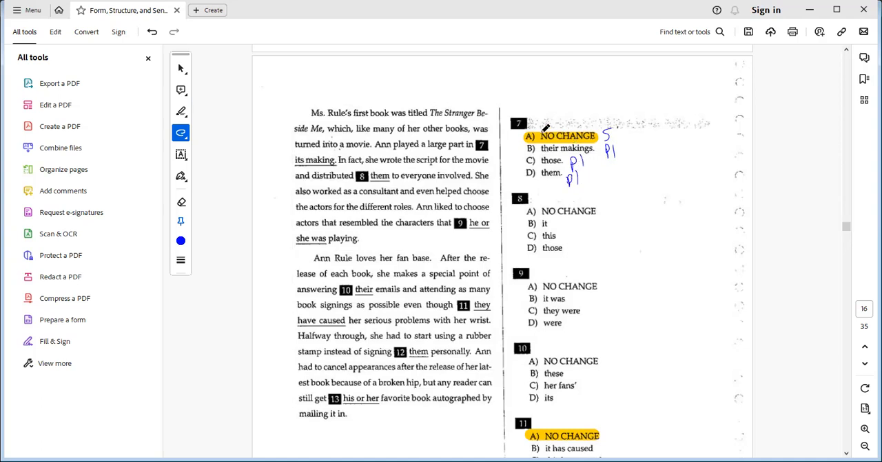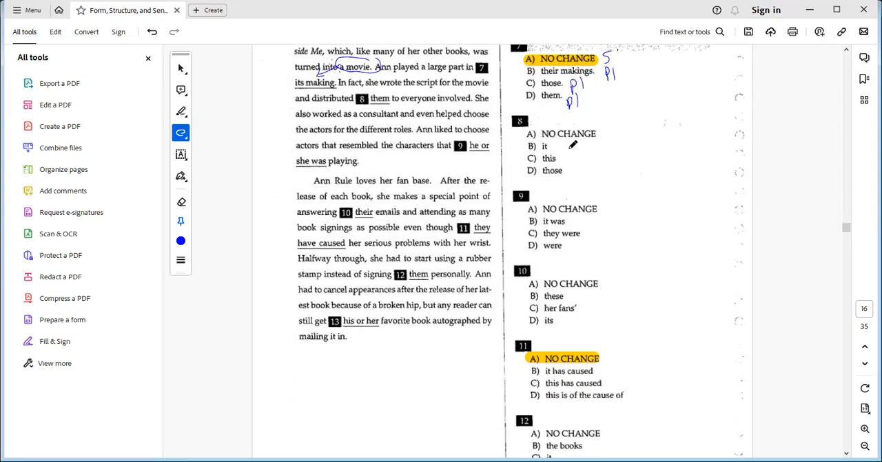I want to be sure about my answer. Let's return back to the sentence. And played a large part in its making. It must be its. It must be its. So we're going to look before because I don't have anything to make its. So here he said, Mr. Rule's first book was titled The Strange Beside Me, which, like many of her other books, was turned into a movie. Thank you. Yes.